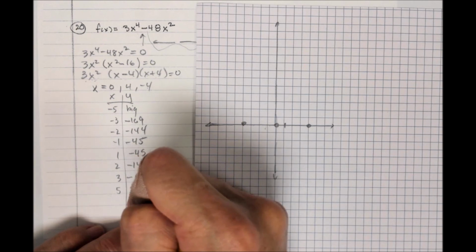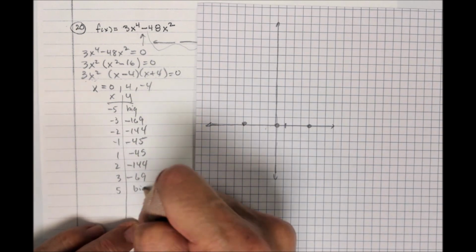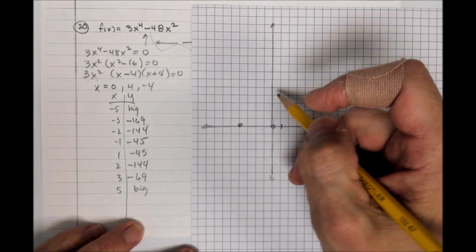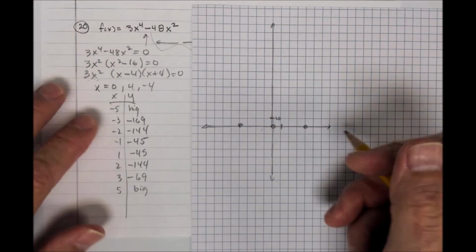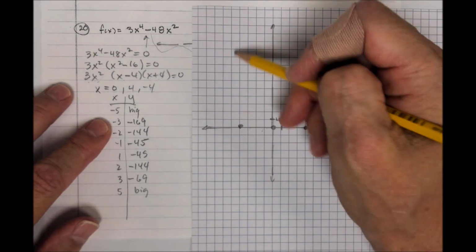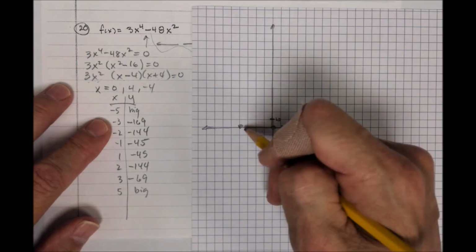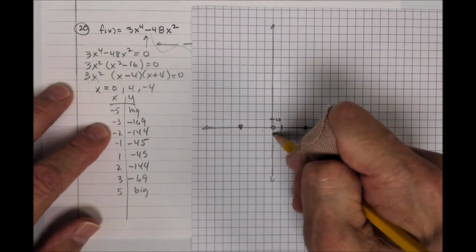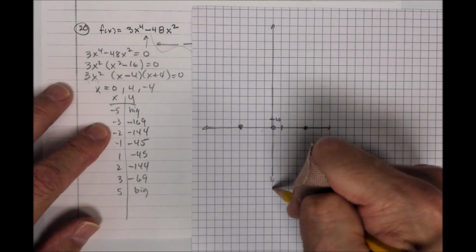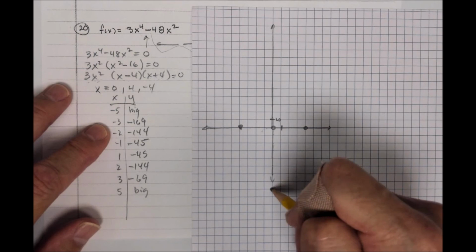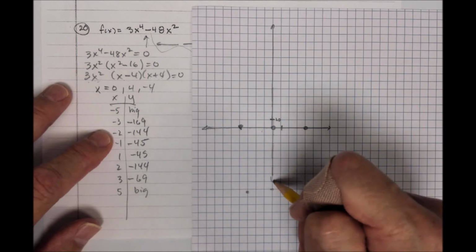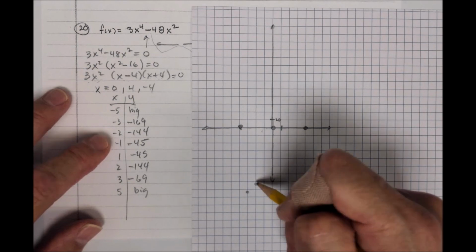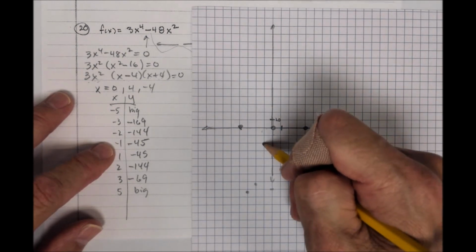Now I wouldn't know that until I actually plug the numbers in. Since these numbers are so big, I'm going to have to make each one of these worth 20. So negative 5, it's way up here. It's coming down fast. It hits this point, and then at negative 3, 1, 2, 3, 4, 5, 6, 7, 8. There's negative 160. It'd be about negative 168. About there. Negative 2, negative 144 would be about there. Negative 45, it would be about there.